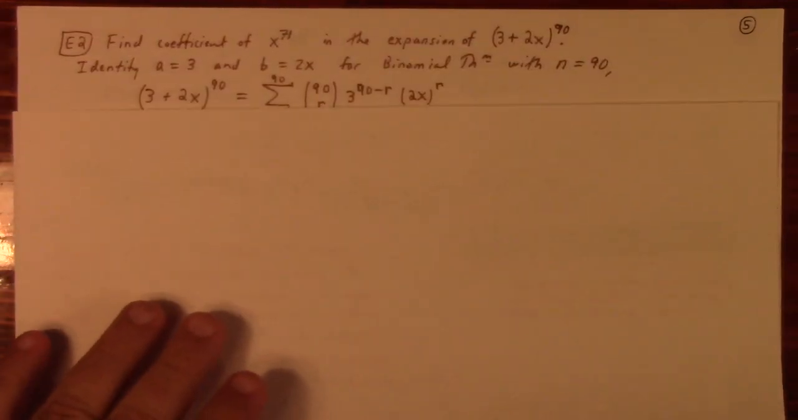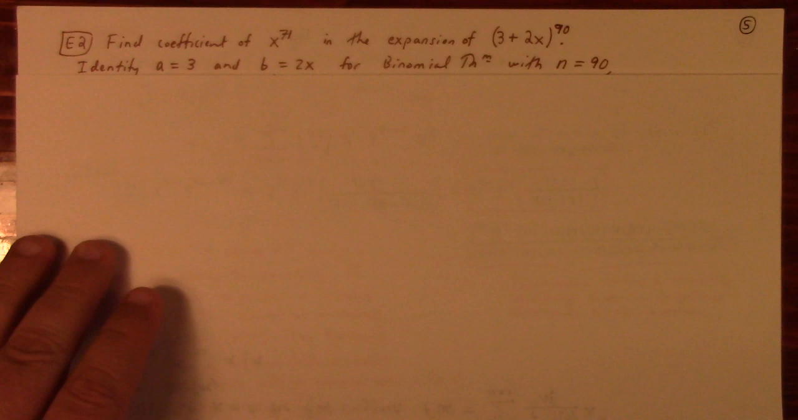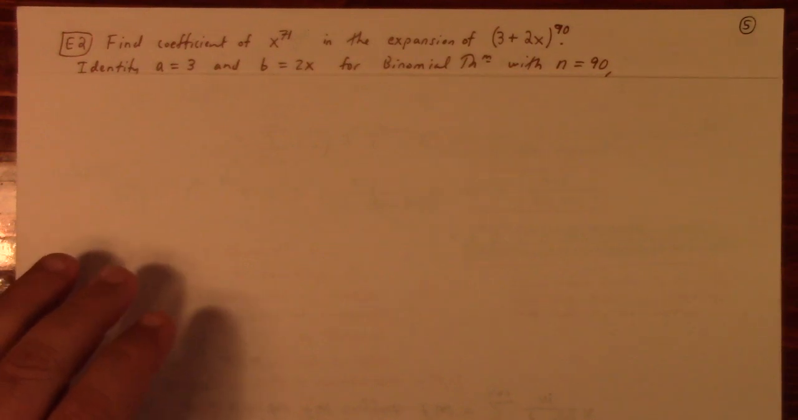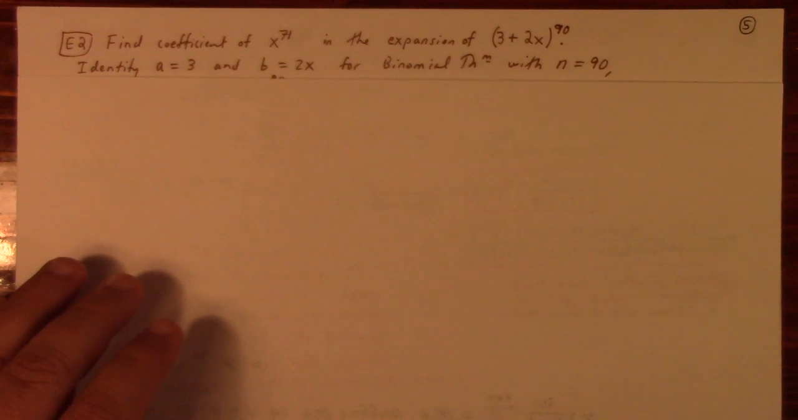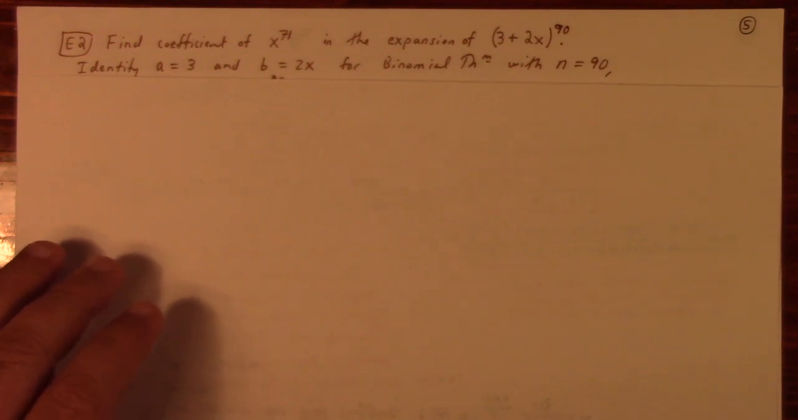So, all right, find the coefficient of x to the 71 in the expansion of 3 plus 2x to the 90th power. Oof. Well, definitely you don't want to multiply this out, right? Goodness gracious, you need a lot of paper. So here we're thinking a is 3, b is 2x for the binomial theorem, with n equals 90, all right?